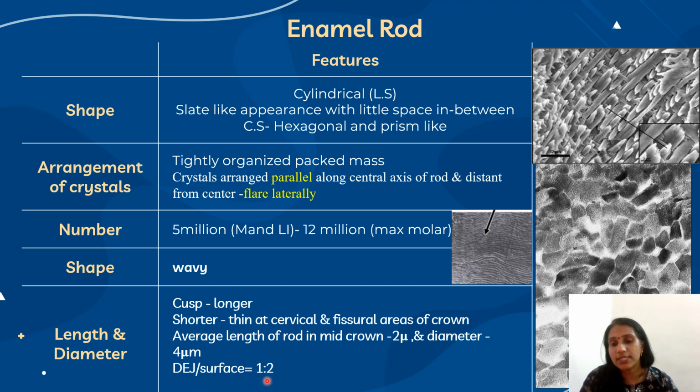And when you compare between the length and the diameter, usually it is a 1:2 ratio. So between DEJ to surface, at the DEJ, the diameter of the rod is 1, and at the surface, it's going to be 2. So as a rod appears on the outer surface, the diameter is going to be much greater than what is seen at the dentino-enamel junction.